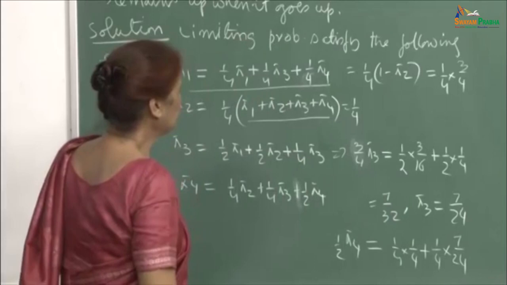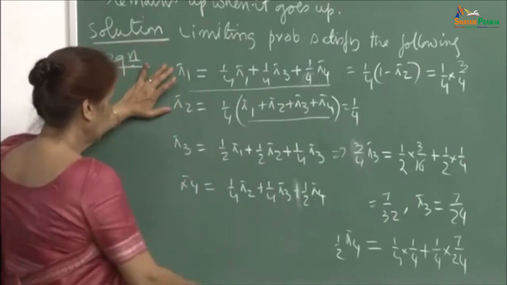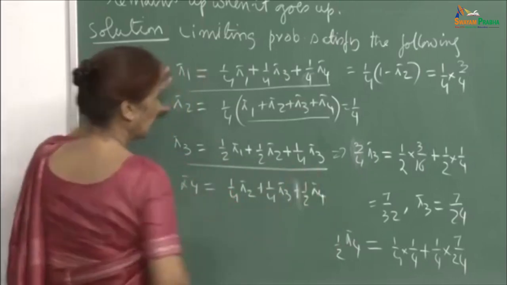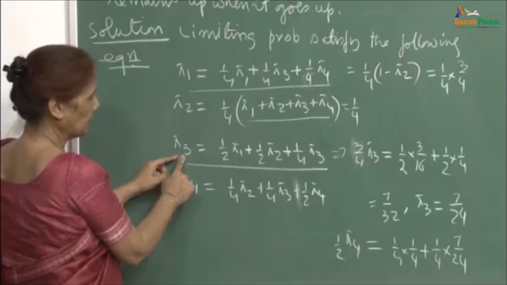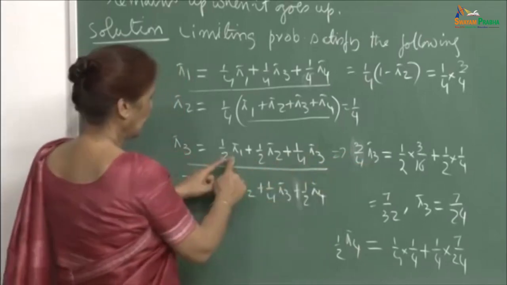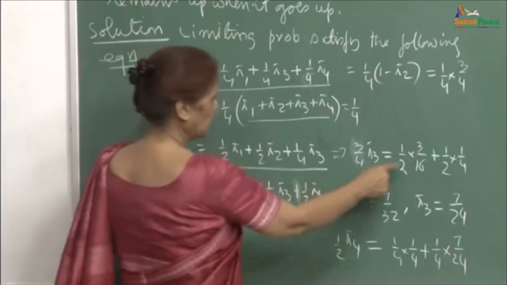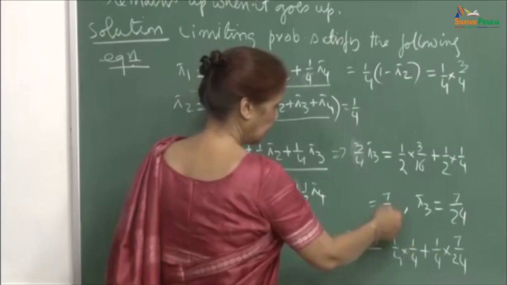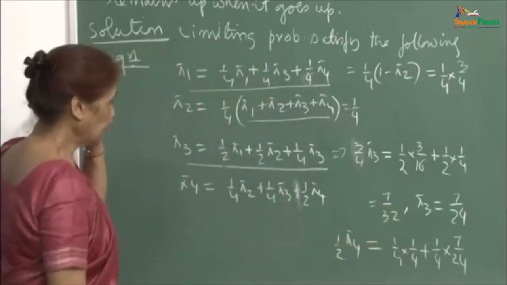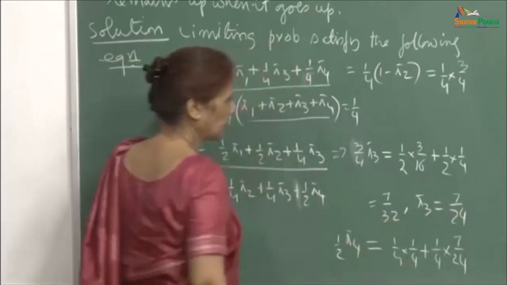So, your pi 1 is 3 by 16. Now, I have the values of pi 1 and pi 2. So, then from here I can immediately get pi 3, because bring this here. So, this will be 3 by 4 pi 3, and I substitute the values of pi 1 and pi 2. So, this will be 1 by 2 into 3 by 16 plus 1 by 2 into 1 by 4, that gives me 7 by 32. So, pi 3 will be, when you multiply by 4 by 3, 7 by 24.